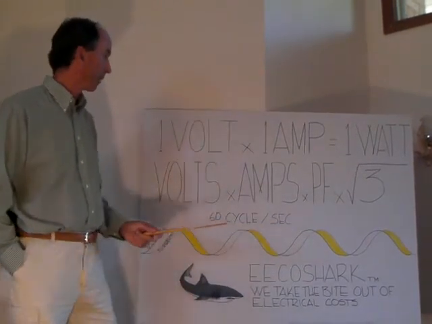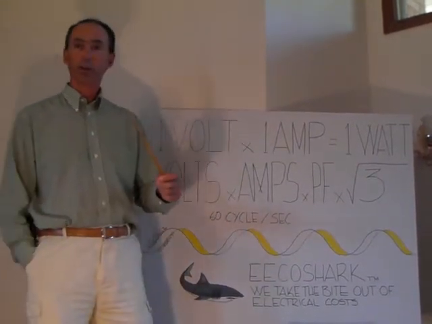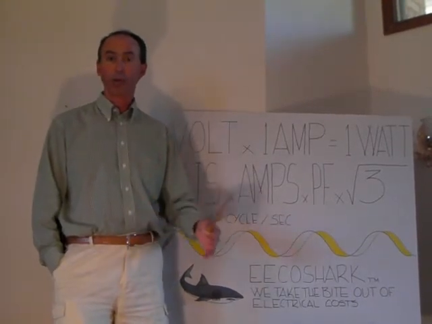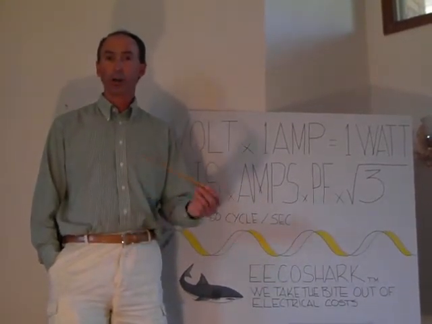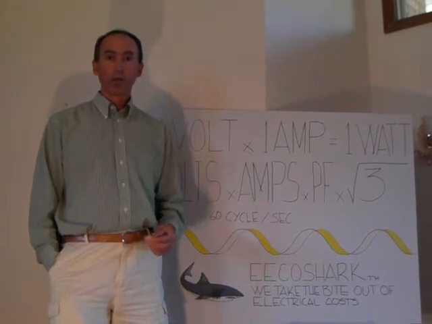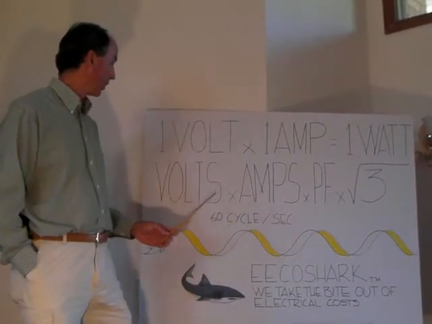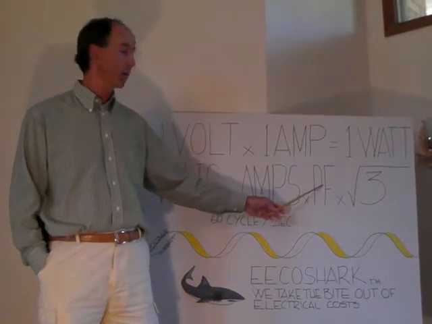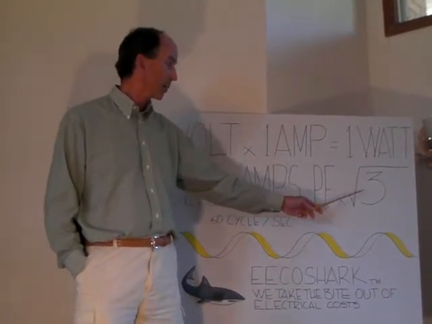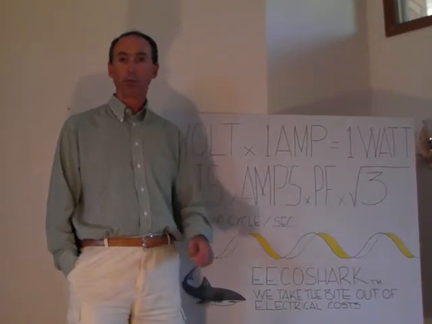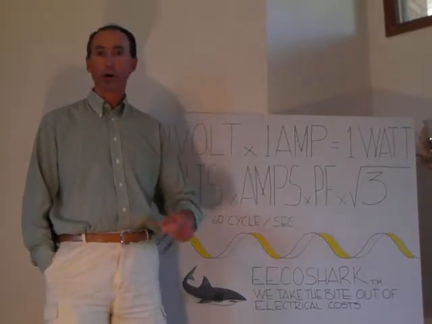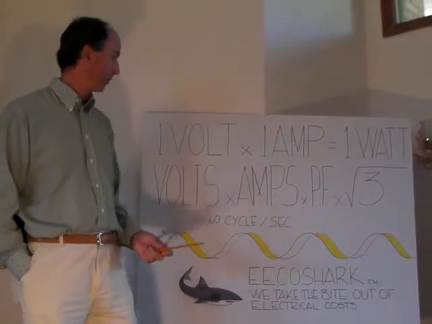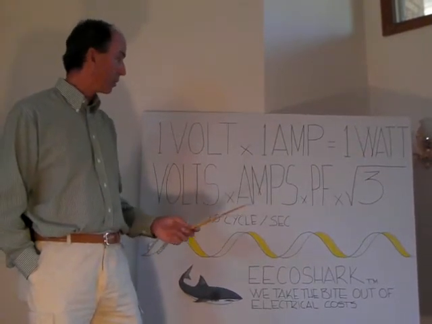Now, some power companies, like Georgia Power, for example, use a slightly more developed equation. Georgia Power uses a process known as volts times amps times power factor, which we'll discuss later, times the square root of 3 to develop your kilowatt hour charges. It's just that simple.